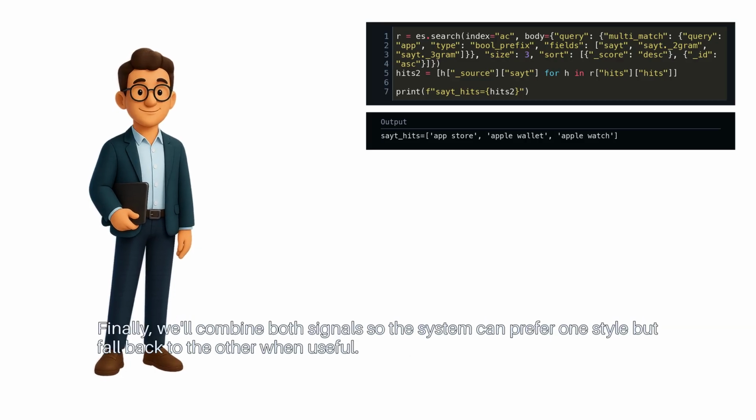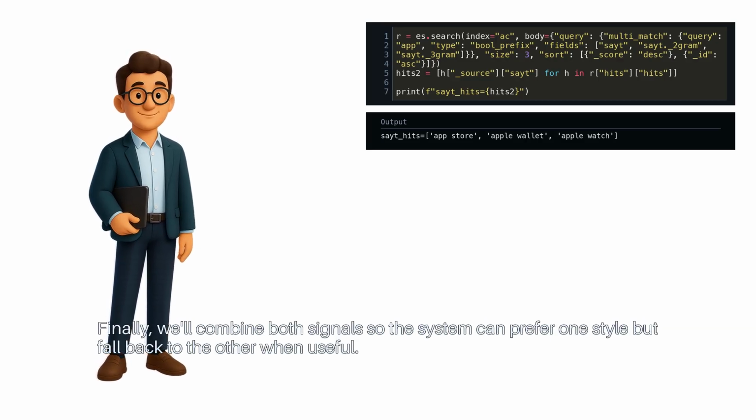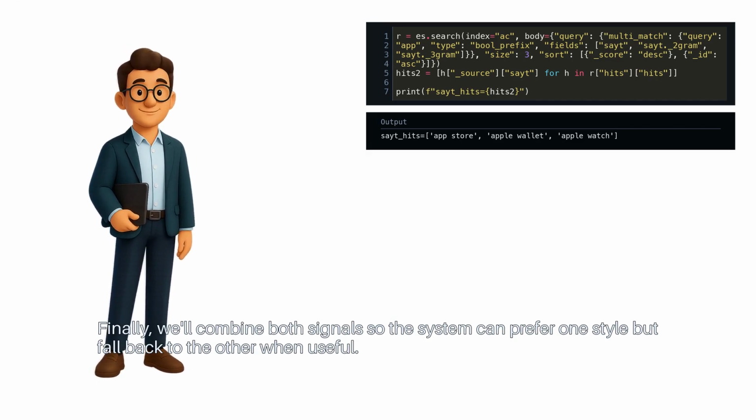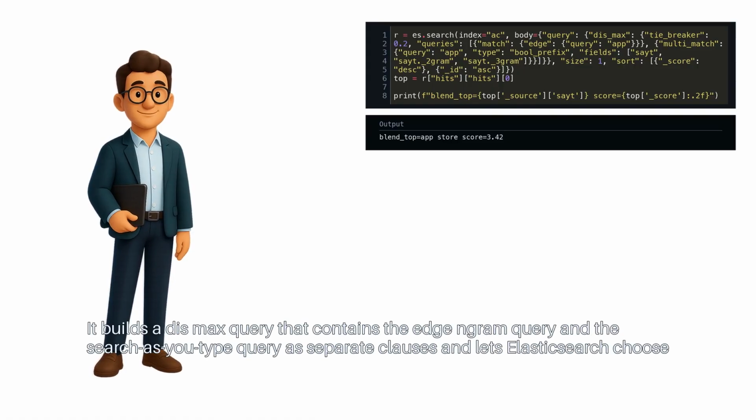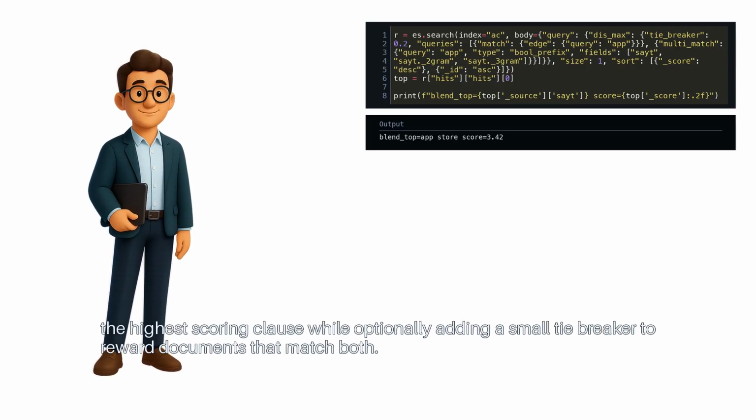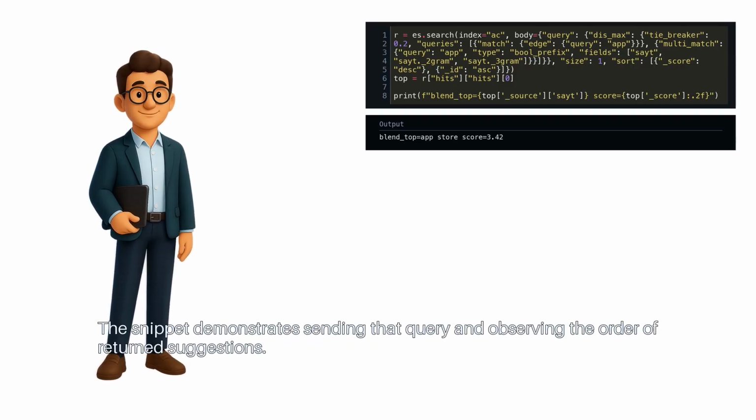Finally, we'll combine both signals so the system can prefer one style, but fall back to the other when useful. This snippet blends both queries via Elasticsearch dismax. It builds a dismax query that contains the Edge Ngram query and the Search As You Type query as separate clauses, and lets Elasticsearch choose the highest scoring clause while optionally adding a small tiebreaker to reward documents that match both. The snippet demonstrates sending that query and observing the order of returned suggestions.